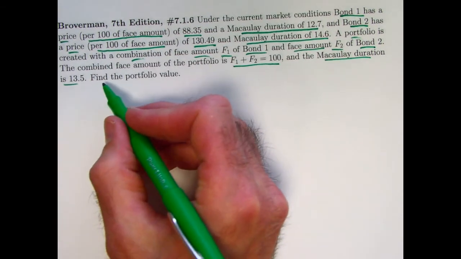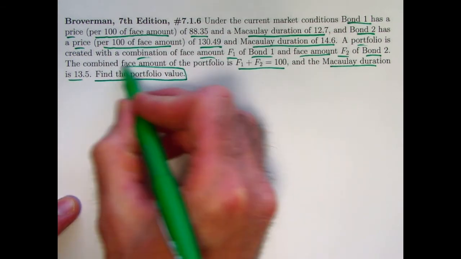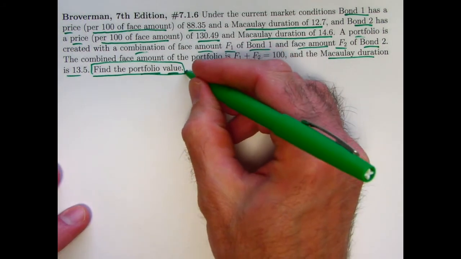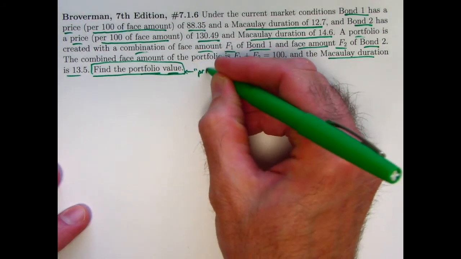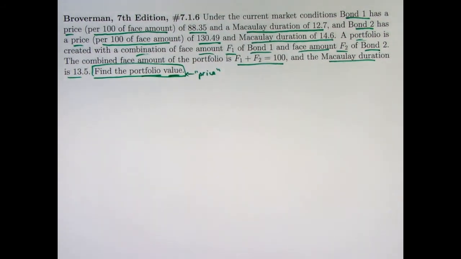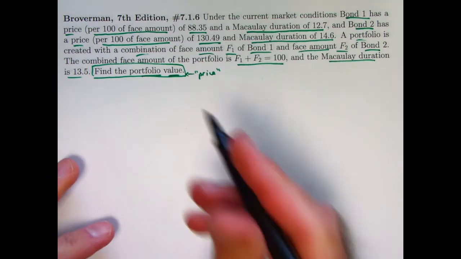The goal is to find the portfolio value, and if you think about that carefully, you realize value is basically synonymous with price. What is the price you would pay for this portfolio at time 0? Maybe it doesn't seem like it's too hard, but I thought in solving this problem that it was pretty tricky. So you got to be careful.